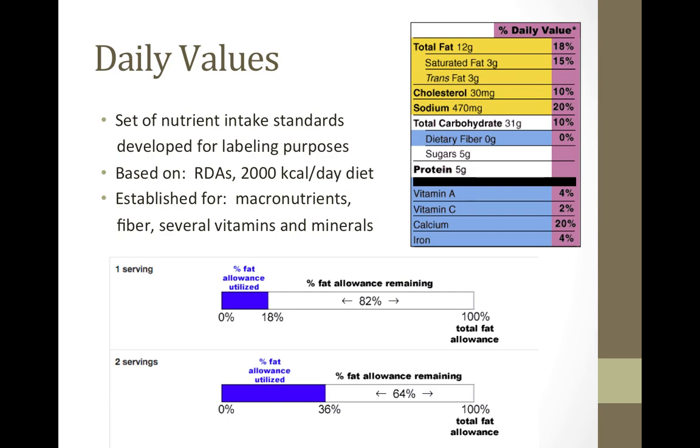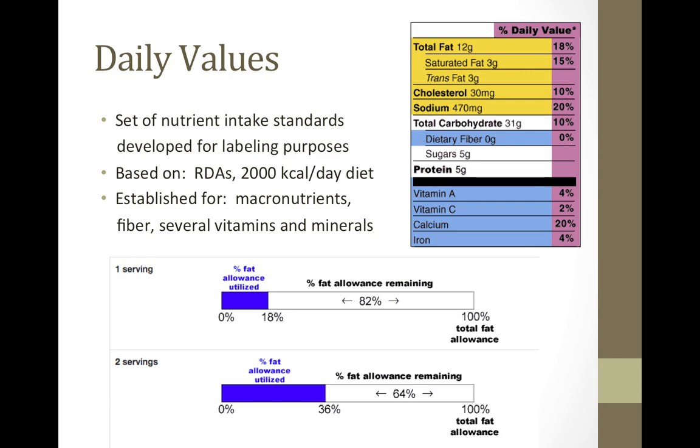Ideally, each day you want to get 100% of the DVs for carbs, protein, fats, fiber, vitamins, and minerals. And as you hopefully read in your textbook, a food that supplies 5% or less of the daily value of a nutrient is considered a low source of the nutrient, and one that supplies 20% or more is considered a high source or good source of the nutrient.